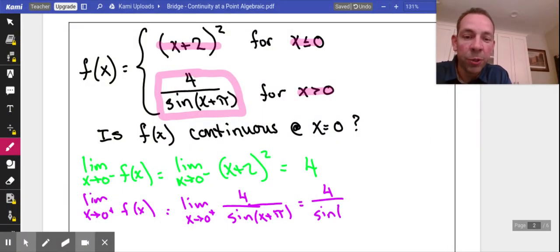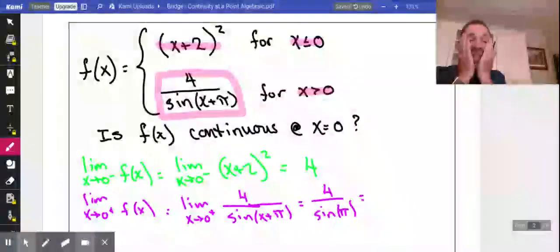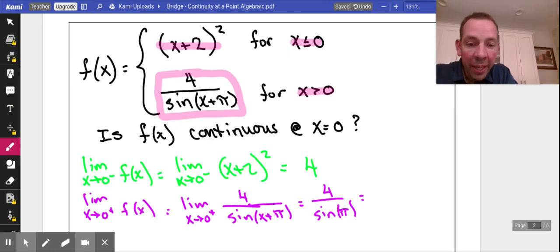now in your head, you're thinking, well, 0 plus pi is just pi. Okay, cool. And then you're wondering, oh gosh, what is the sine of pi? Again, if you want to just do a quick little sketch, here's your pi, right? So that's 0. Well, 4 divided by 0 does not exist, right?